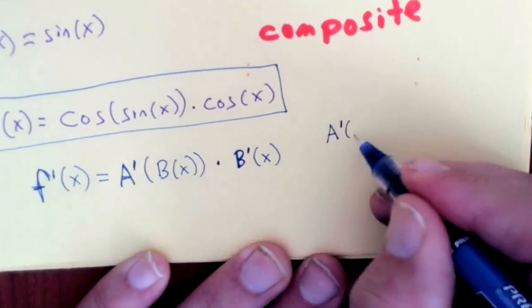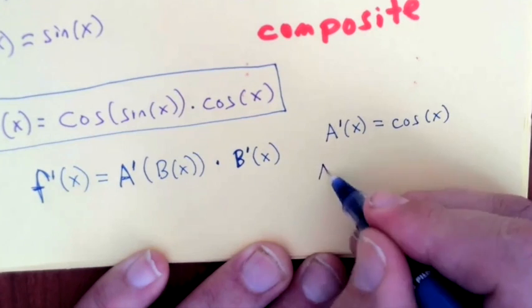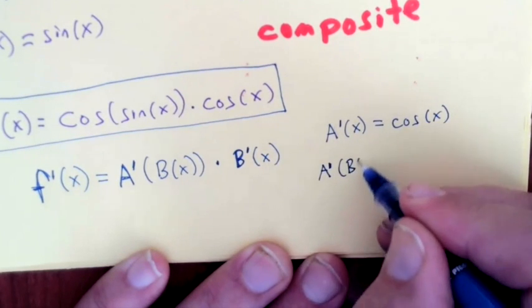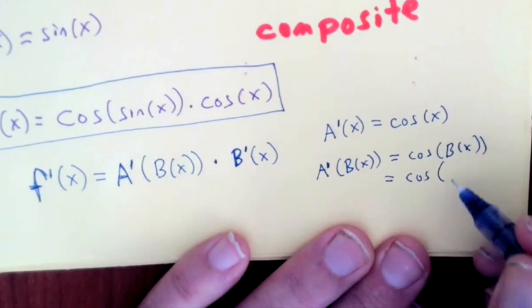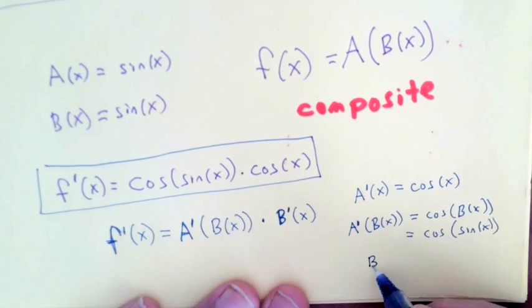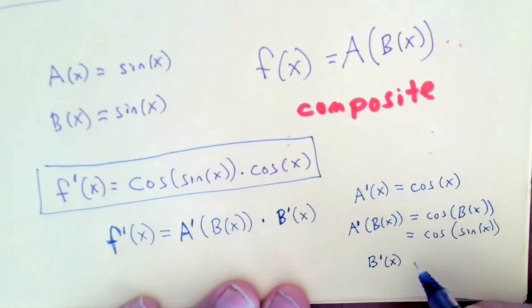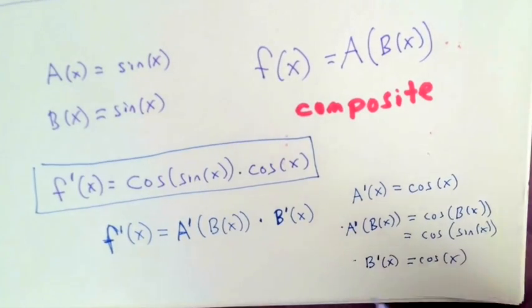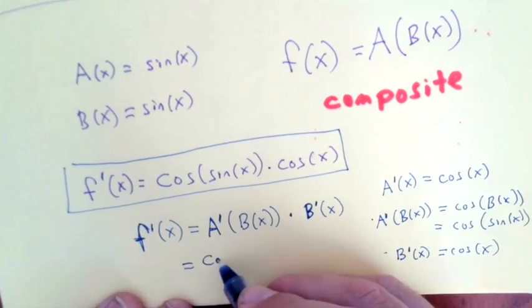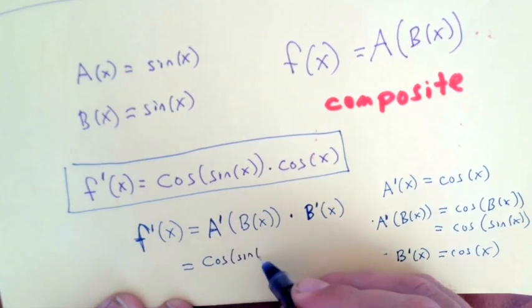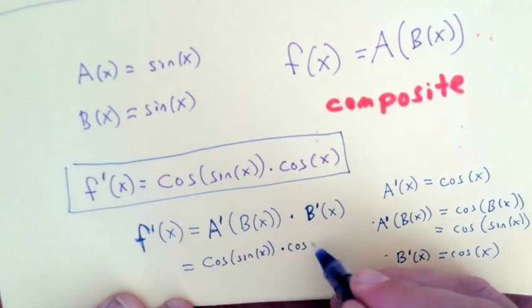So a prime of x would be cosine of x. A prime of b of x would be cosine of b of x, which would be cosine of sine of x, and b prime of x would be cosine of x. And I can take these pieces and plug them in where they go in my pattern, and I get cosine of sine of x times cosine of x.